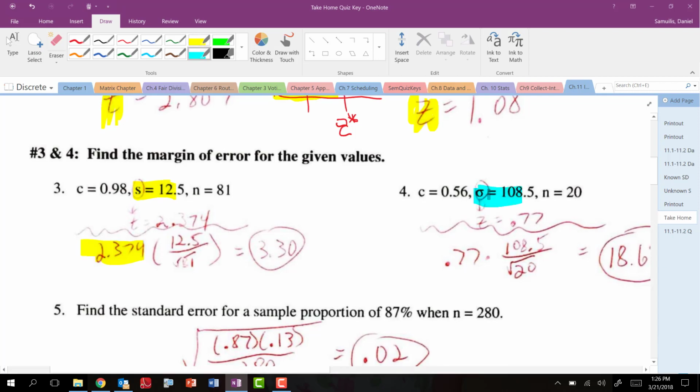Hey, what's this? What's that letter mean? And then also look at the formula. Oh, that's the second one. That's lowercase sigma. That means population standard deviation. Look at what's left of it next to it. A Z star. So this is a Z star value.